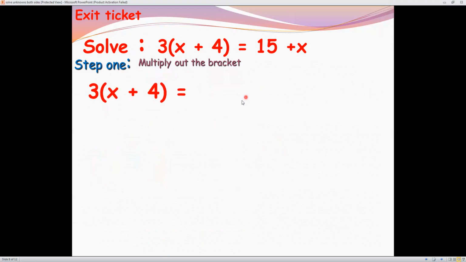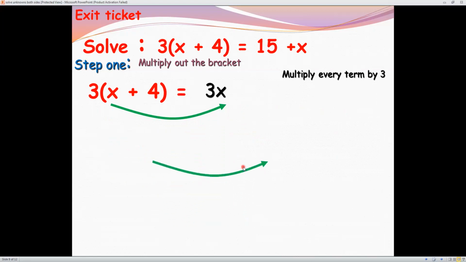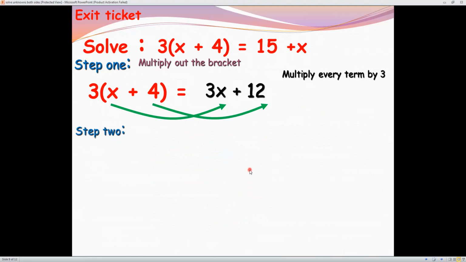multiply out the bracket. Okay, 3 bracket x plus 4 equals, multiply every term by 3. So the 3 is going to multiply by x, and then the 3 is going to multiply by 4. 3 times x means 3x, and then 3 times 4 means it is 12. After that, you have it solved in front of you.